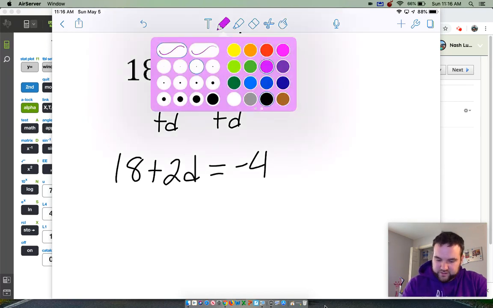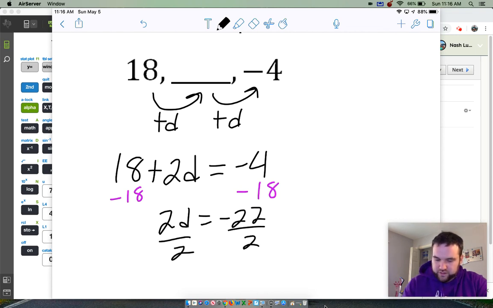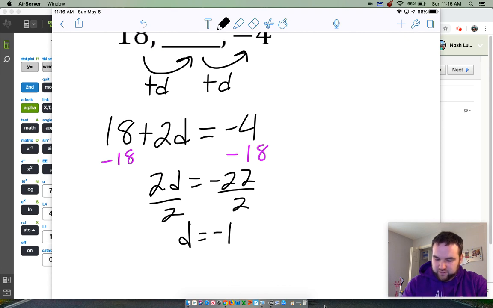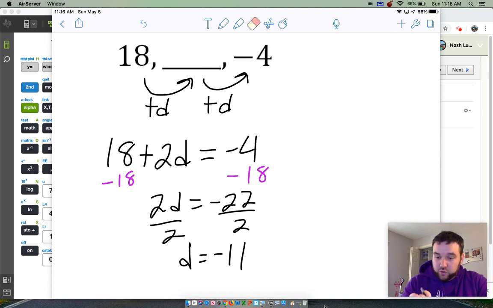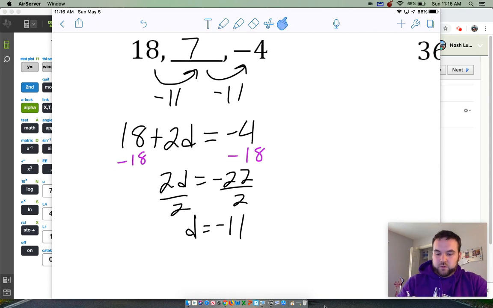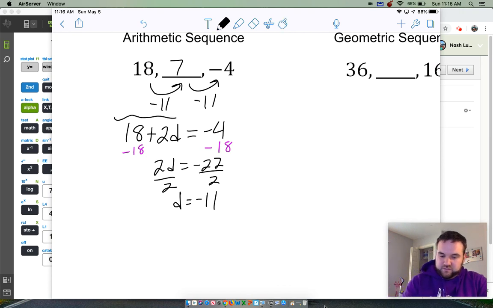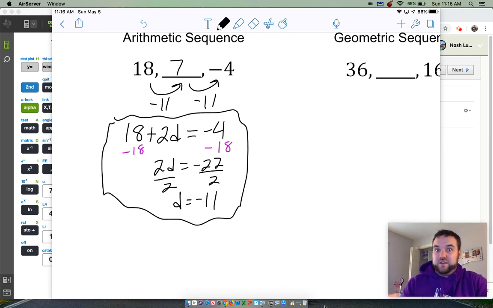You could then solve this using algebra to get the common difference. So 2 times the common difference is negative 22. Divide by 2, and I get the common difference is negative 11, which is great. That doesn't tell me the answer here, though. So it does tell me that I'm going down 11, down 11. So 18 minus 11 would give me 7 for that missing term. So a little bit longer of a process, okay? Like this is method number 1 to find the common difference, and then I can apply it.